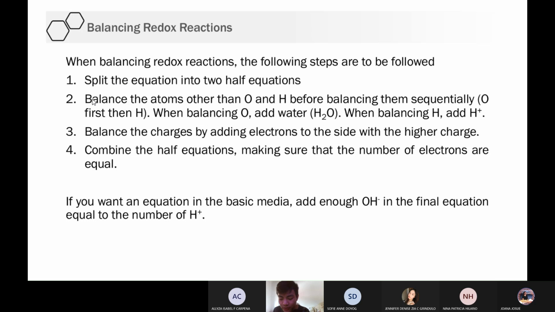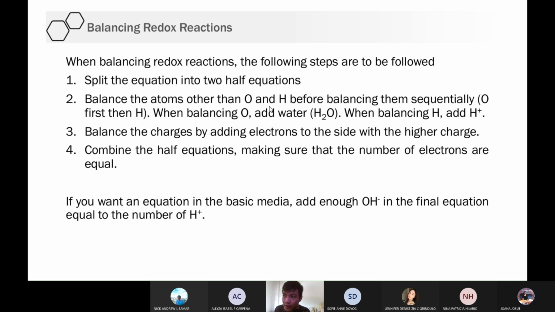So after splitting them into two, then you can balance the atom for each equations. Balance the atoms other than the oxygen and the hydrogen before balancing them sequentially. Okay. Ibig sabihin, kunwari, may chromium. Chromium muna i-balance mo. Then, followed by oxygen. Then, followed by hydrogen. Always hydrogen yung last na binabalance na atom. Later on, I will show you how to do this.